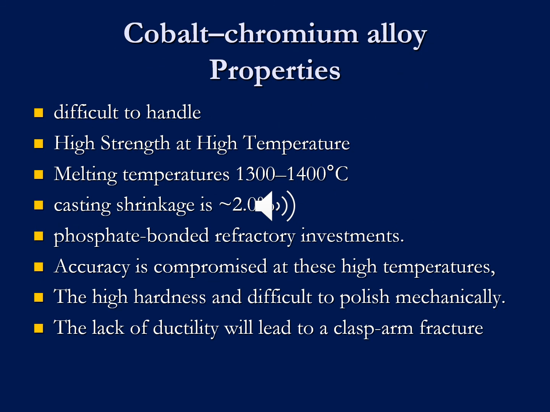Cobalt chromium alloy properties: difficult to handle, high strength at high temperature, melting temperatures between 1300 and 1400 Celsius, casting shrinkage is at 2.0%, phosphate bonded refractory investments, accuracy is compromised at these high temperatures, the high hardness and difficult to polish mechanically, the lack of ductility will lead to clasp arm fracture.